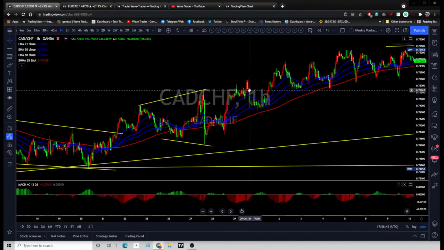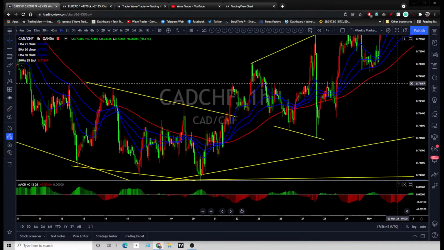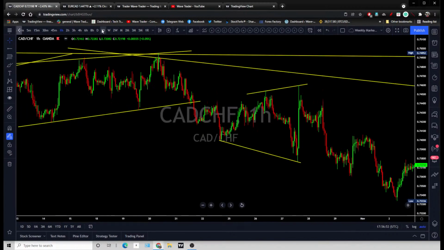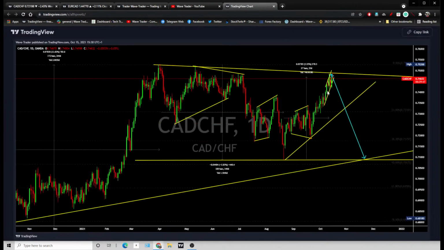Okay, so this kind of pullback to appear over there. Yeah, this kind of pullback on EuroCAD, and continue. Right, so let's move on from this chart. You shouldn't do anything on this chart. You may miss that move.